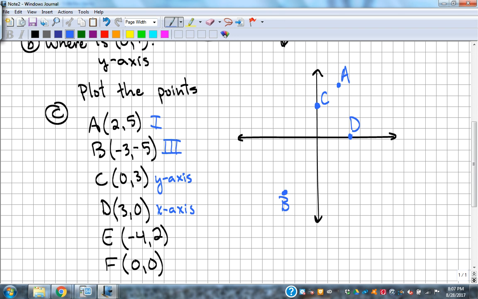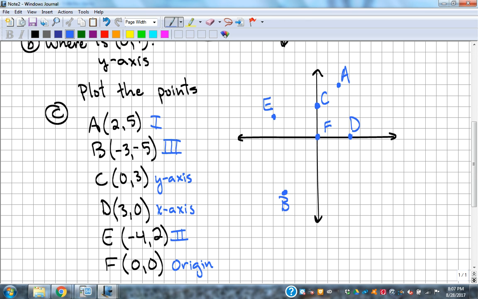-4, 2. It's in quadrant 2. -4, 2. 0, 0. Yeah, it's right there. And it's special because it has its own name, origin. It's not on the y-axis or the x-axis. It's on both of them. It's the origin. It has its own name.